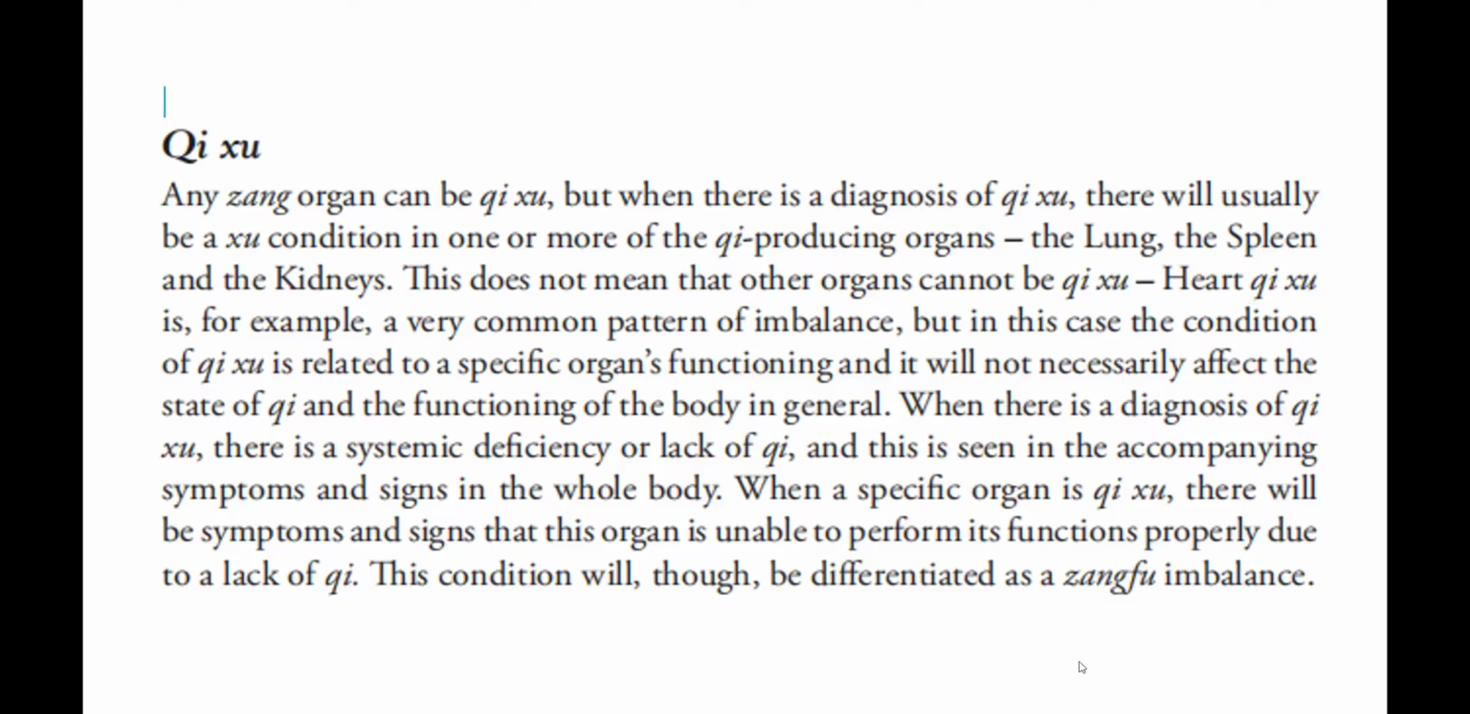When a specific organ is Qi Shu, there will be symptoms and signs that this organ is unable to perform its functions properly due to a lack of Qi. This condition will though be differentiated as a Zang-Fu imbalance.